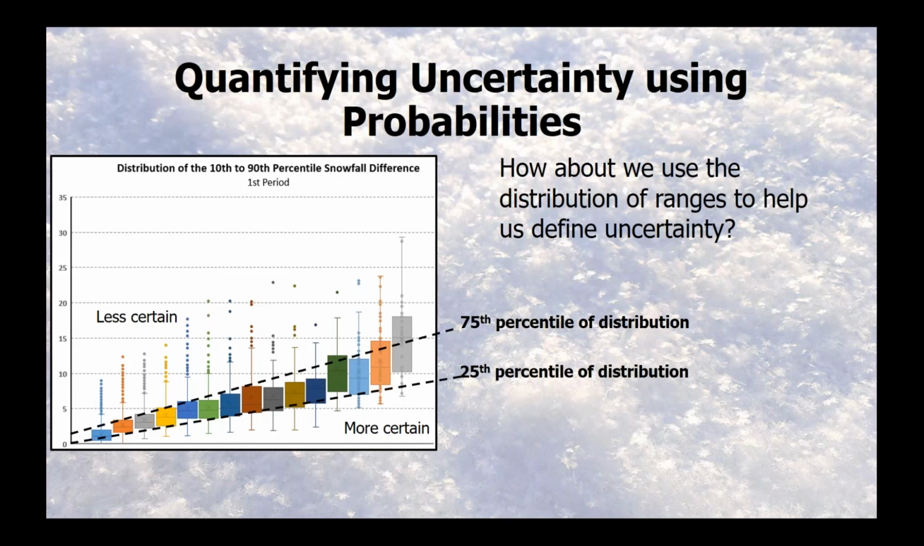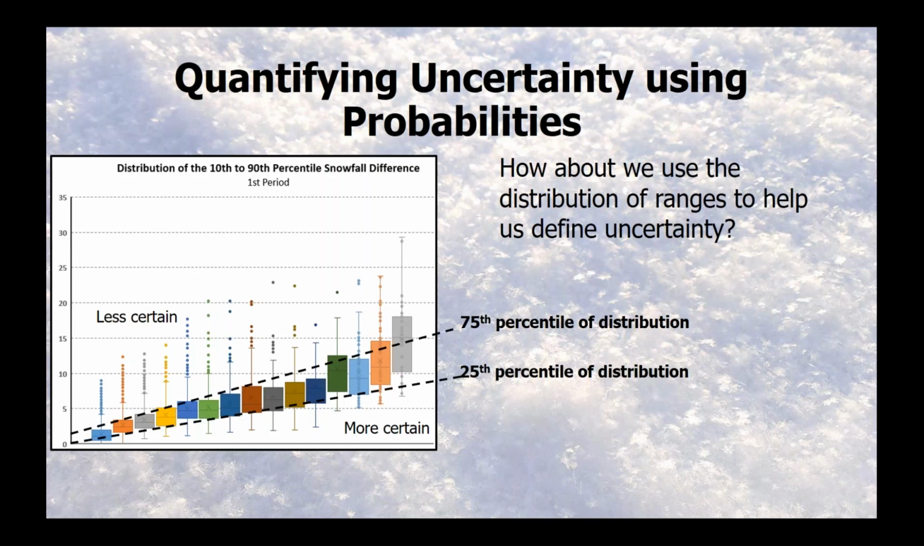Lastly, we can also begin quantifying uncertainty using the probabilities. So this is a distribution of the 10th and 90th percentile snowfall difference. It's like what I showed earlier, except for first period, and we start at 0 to 1 inch deterministic forecast up to greater than 19 inches. And the top of the box, again, is the 75th percentile of the distribution, and the bottom of the box is the 25th.